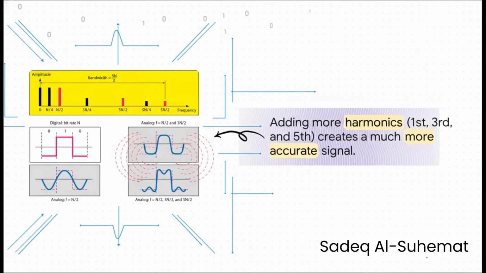But now, check out what happens when we have a channel with more bandwidth. By adding just 2 more of those harmonics, the 3rd and the 5th, all of a sudden the resulting wave starts to look a whole lot more like that sharp square wave we started with. The takeaway is simple. More harmonics equals a more accurate signal.